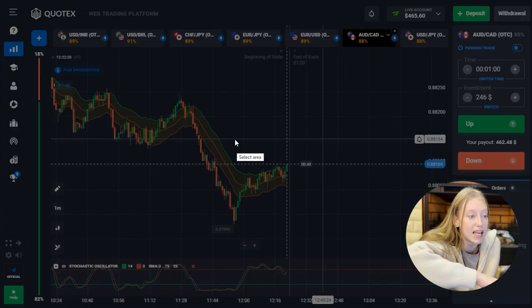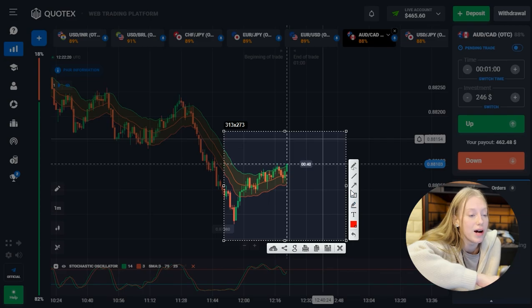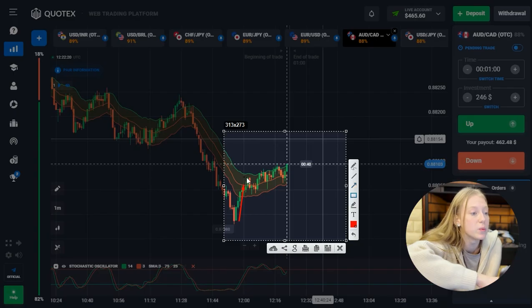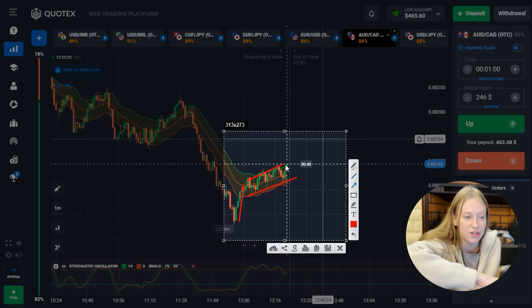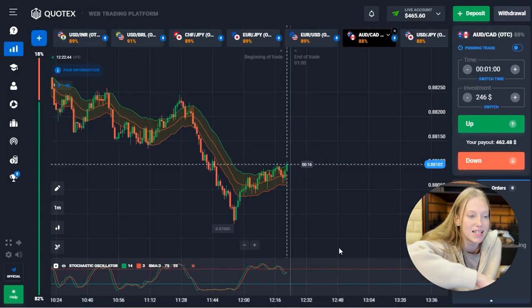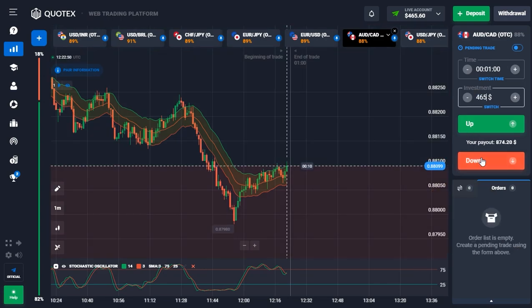Let's find another good situation. Here I see a bullish rectangle pattern. This is a trend continuation figure. We see an upward movement. Then we formed a rectangle in which the price moves from the resistance level to the support level. And now the price is at the resistance level. We can open a deal down for 1 minute. I think we will get a good result, but let's wait.